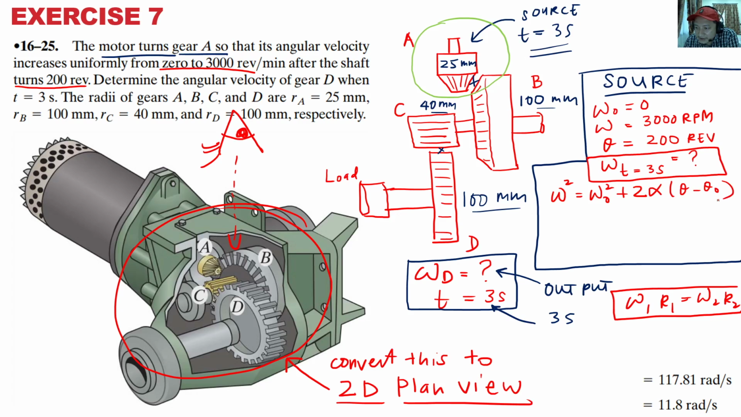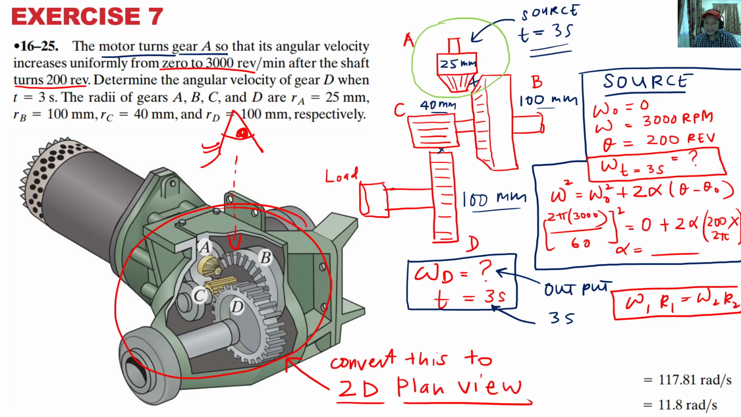Theta minus theta naught. You are trying to find alpha. So what is alpha? Omega squared. Final omega is 3000, so 2 pi times 3000 over 60, squared, equals omega naught squared, which is 0, plus 2 alpha theta. Theta is actually 200 rev, so 200 times 2 pi. You can get alpha.